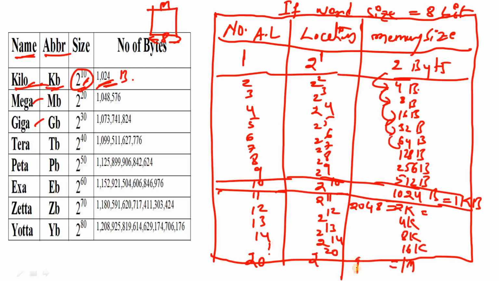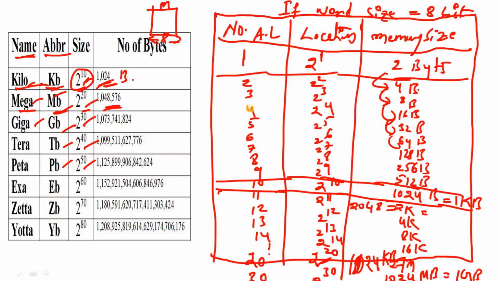1 MB equals 1024 KB. Mega MB is 2 power 20; these are the locations, 2 power 20 locations. 1024 KB equals 1 MB. Coming to this one, 30 address lines, 2 power 30, that means 1024 MB equals 1 GB. So this is the way we see it: 2 power 10, 2 power 20, 2 power 30, 2 power 40, 2 power 50, and so on. So kilo, mega, giga, tera, peta, like this. So this is the way we represent the address values and also memory sizes.